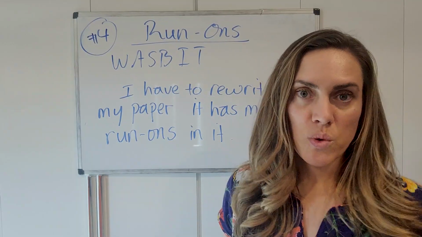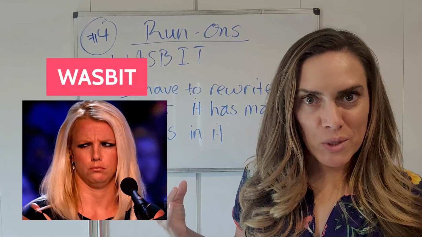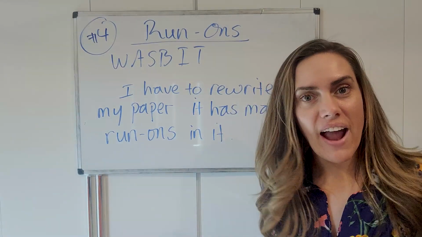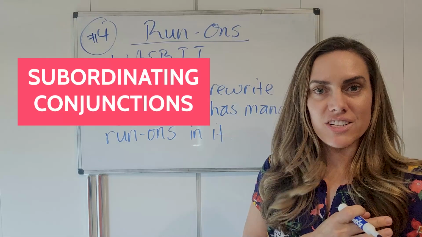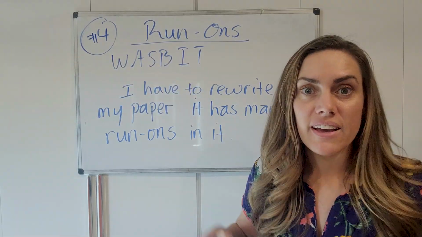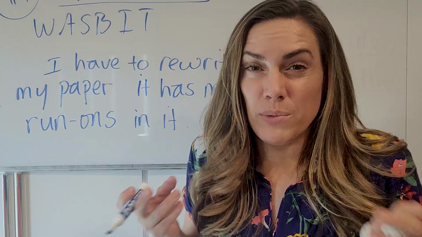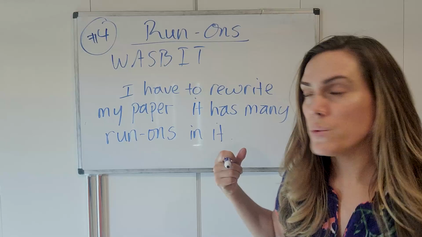Another way to fix a run-on in your writing is to add a WASBIT. What's WASBIT? Well, a WASBIT is another acronym, but these ones are for subordinating conjunctions. Those are the kind that create dependent clauses and complex sentences and all that beautiful sentence variety. This is actually my favorite one.